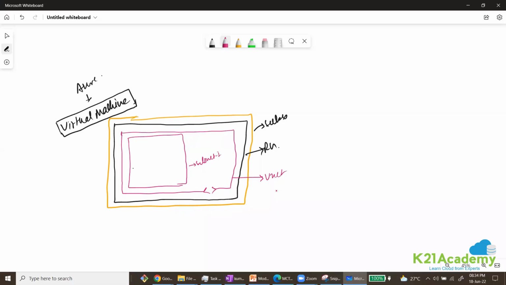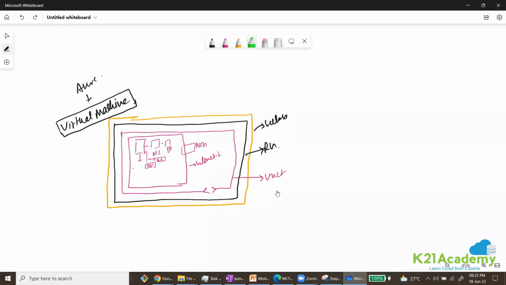You have VNet, you have subnet. Inside the subnet, your VM will get created. That VM will be attached to a NIC card, and that NIC card will be attached to an IP address. And your VM will also have data disks, data disk 1, and the operating system disk, OS disk. At subnet level, you will be having NSG, or you can have this NSG at NIC level also. So these things will be there.